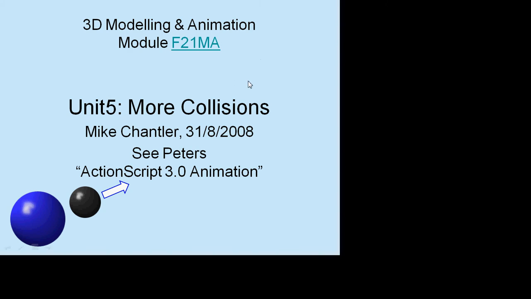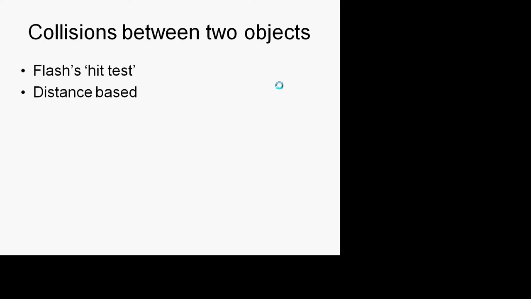This is Unit 5 of 3D Modelling and Animation Module F21MA. And today what we're going to do is talk about collisions. This is basically based on the code from Peter's ActionScript 3.0, at least the collision calculation is. So before we look at the details of the collision, we're going to see how to detect the collision.